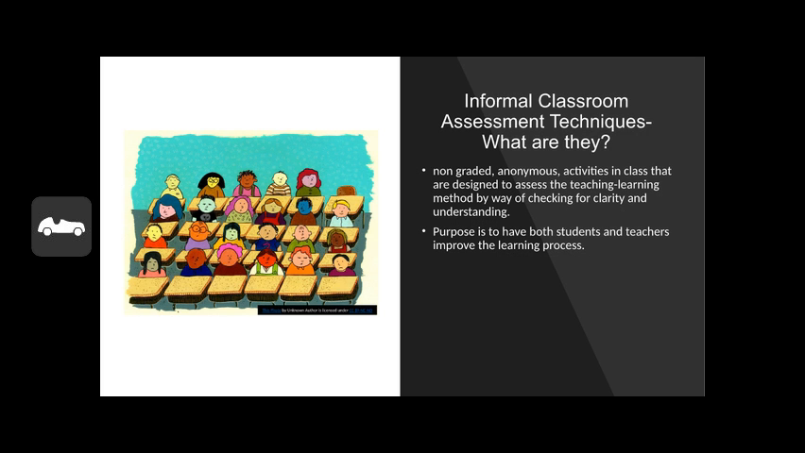So, first of all, what's an informal classroom assessment technique? They are non-graded, usually anonymous activities in class that are designed to assess the teaching-learning method by way of checking for clarity and understanding. The purpose is to have both students and teachers improve the learning process.